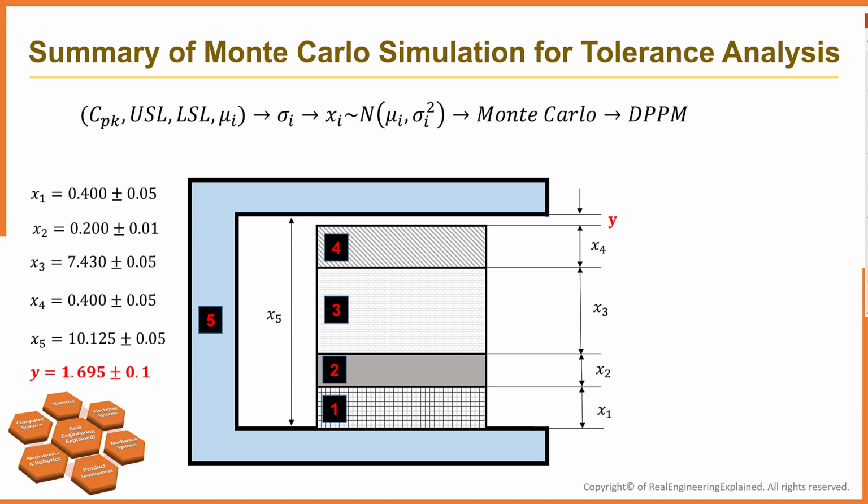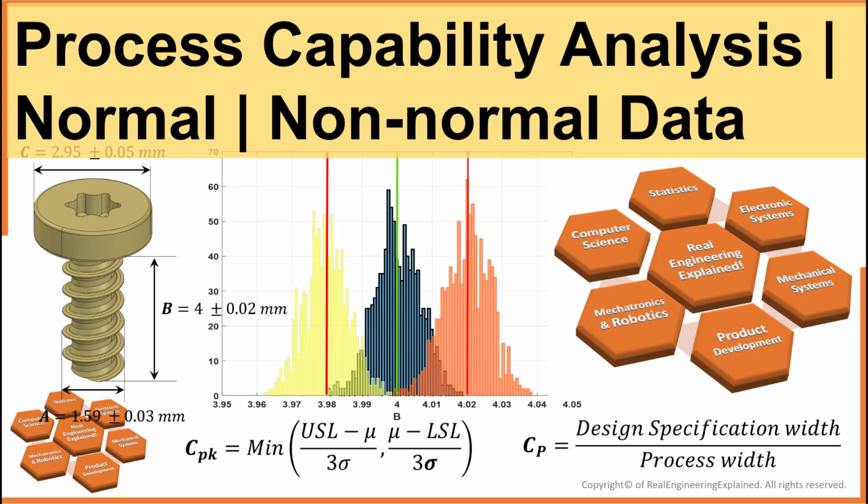The question here is how we can set specifications on each component to ensure that the final product after assembly meets specifications and has a reasonable process capability value for the assembled device. I suggest you watch the video on process capability analysis for normal and non-normal data before watching this video to get familiar with the terminology.